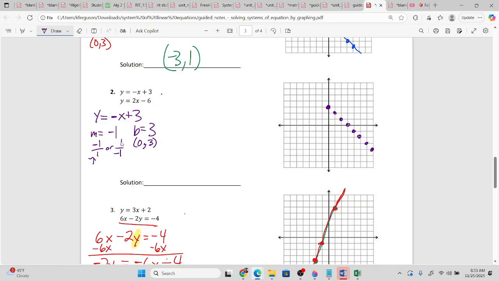If I start with the negative being on the bottom, this says that I go up 1 unit and then to the left 1 unit. So I go back to my original point right here, which is 0, 3, and I go up and to the left, up and to the left, up and to the left. And that's my first line.